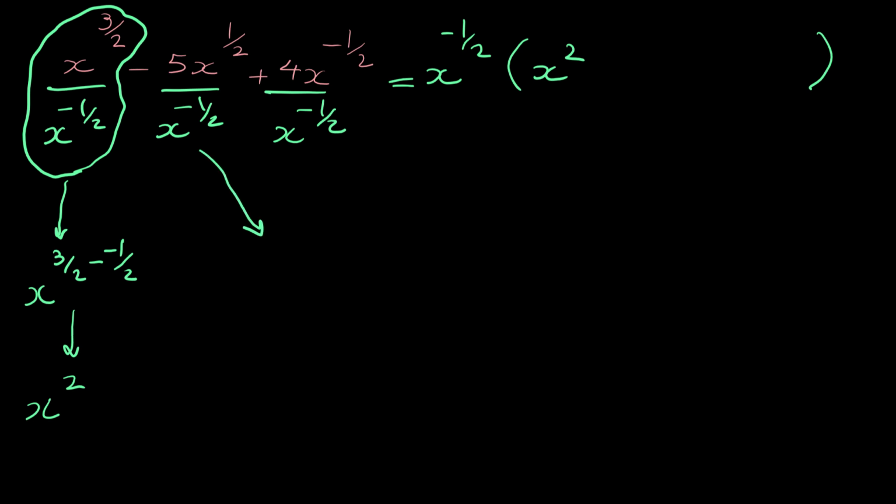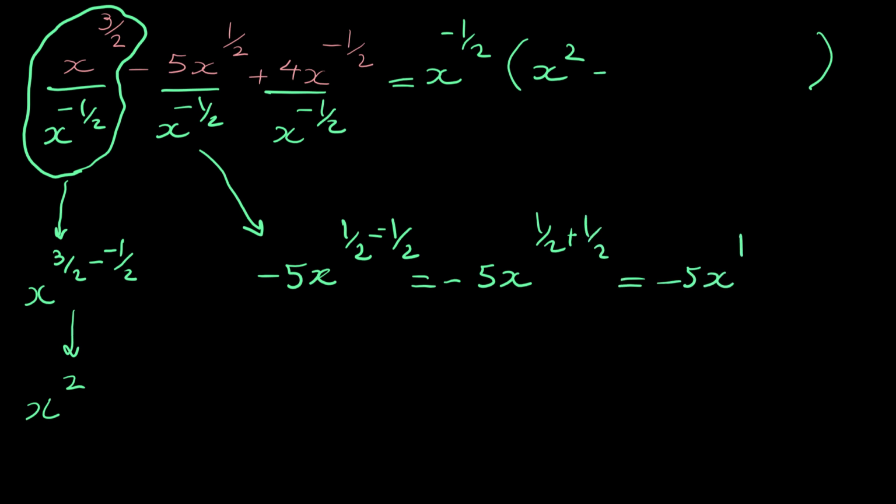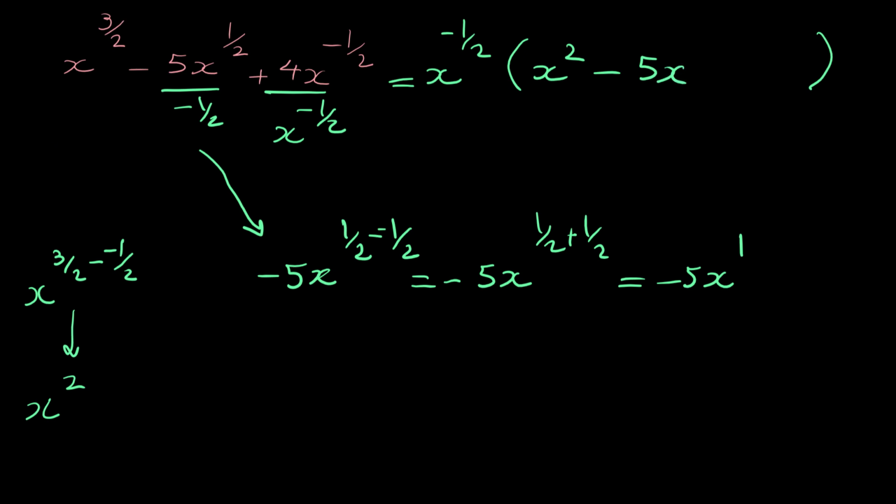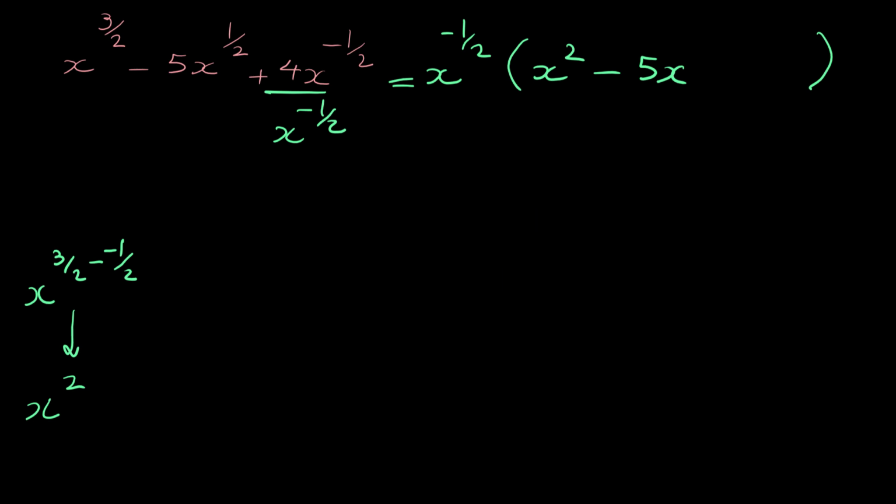What about this? Here we have negative 5 times x to the power of 1 half minus negative 1 half. And this is basically negative 5 x to the power of 1 half plus 1 half. And this is negative 5 x to the power of 1. So we have minus 5x. And for the last term, it is obvious that x to the negative 1 half in the numerator with x to the negative 1 half in the denominator cancels, and we only have plus 4. So this cancels with this and we have plus 4.